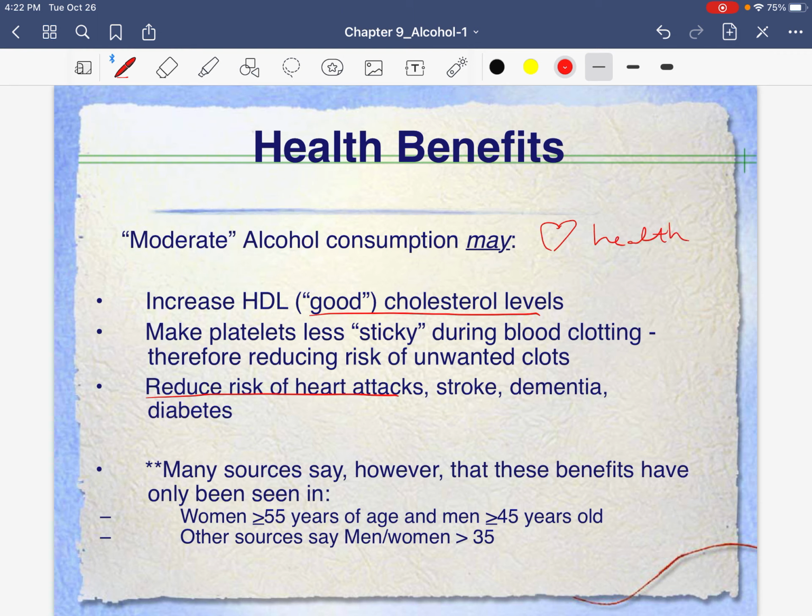I'm using the word may because there's a lot of stipulations to the research that we have found that shows this. Many sources say that these benefits have only been seen in older individuals. So I'm not going to ask you this, but it's an interesting thing. And of course, it only is with moderate alcohol intake and certain types of alcohol.